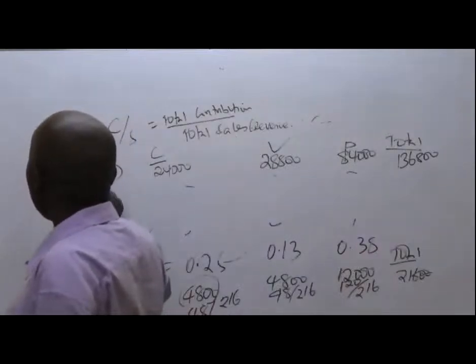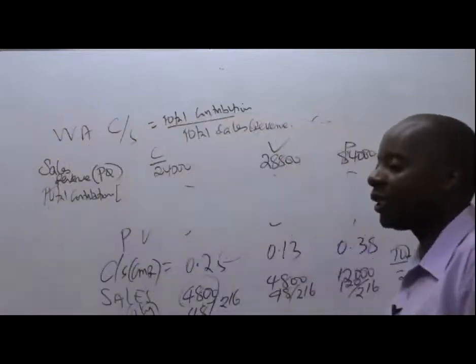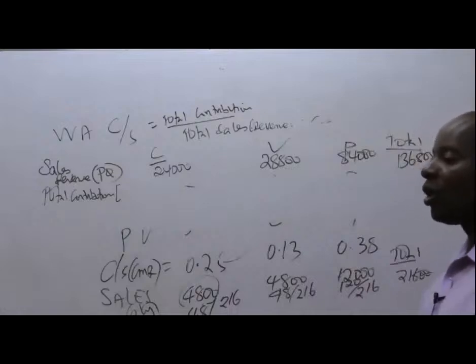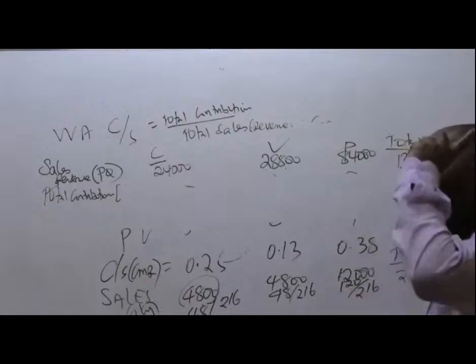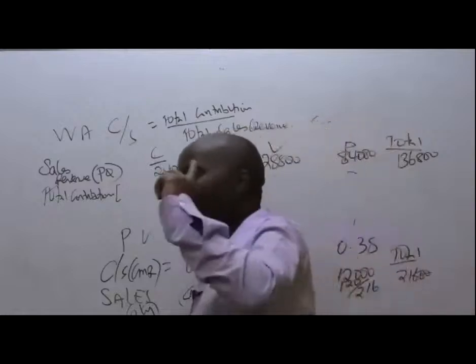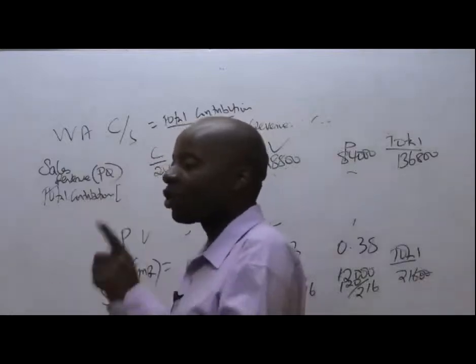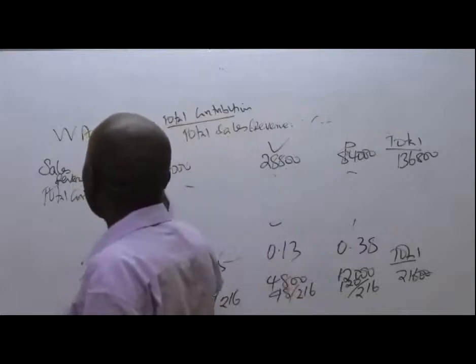Now, the other thing that I would want you to do very fast for me is the total contributions. What do you think we shall do to be able to get the total contribution? I know what we shall do. What we shall do is take contribution per unit times number of units. Contribution margin times quantity.